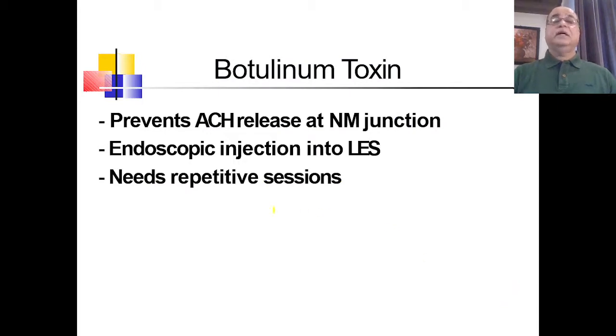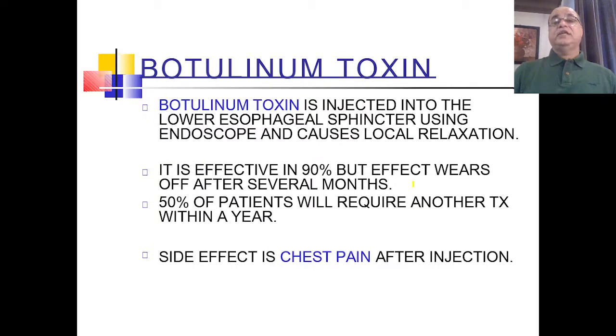Botulinum toxin will prevent the release of acetylcholine, which causes the contraction of the lower esophageal sphincter at the neuromuscular junction. It is injected endoscopically into the lower esophageal sphincter and causes local relaxation, but it will need repetitive sessions. It is effective in 90%, but this effect wears off after several months, so 50% of the patients will require another treatment within a year. And a side effect is chest pain soon after injection.